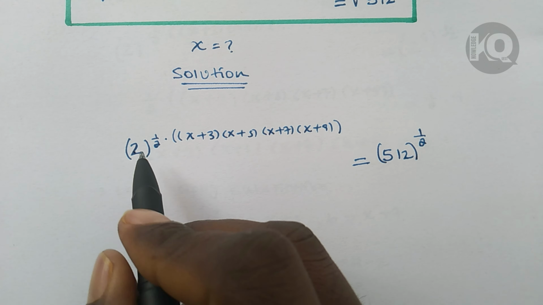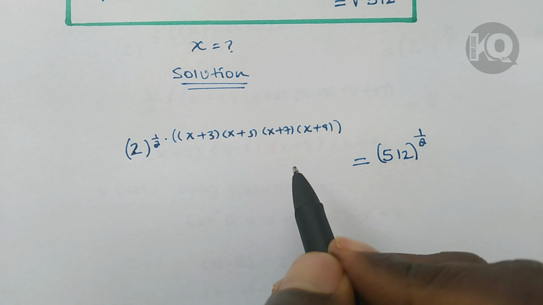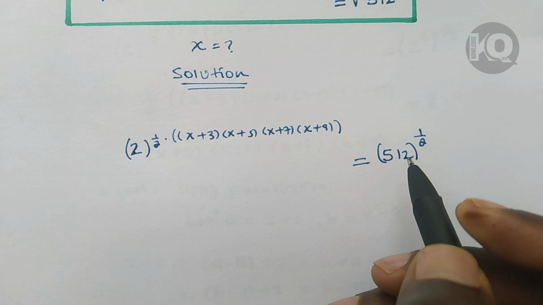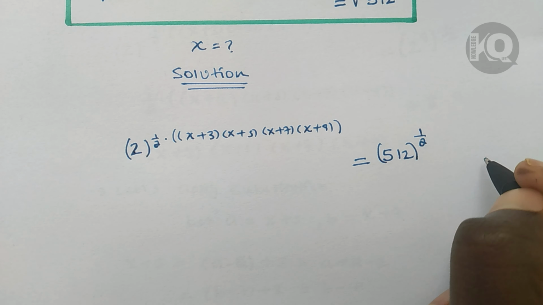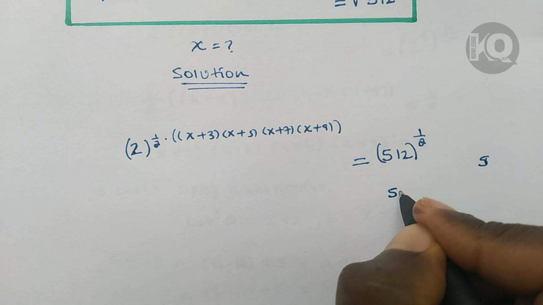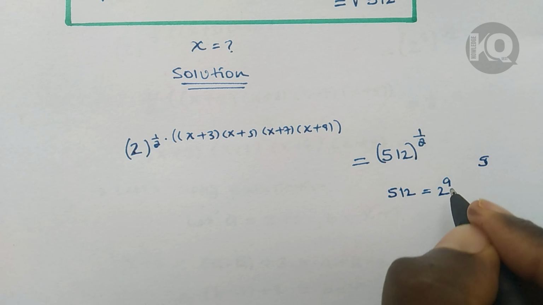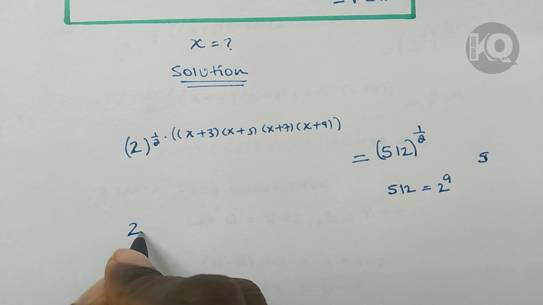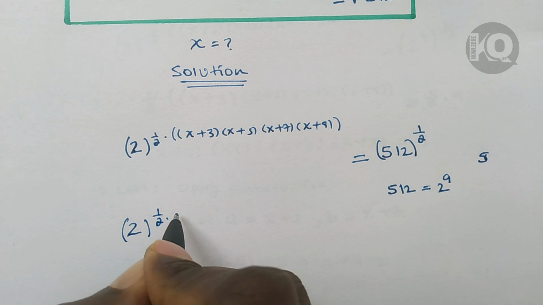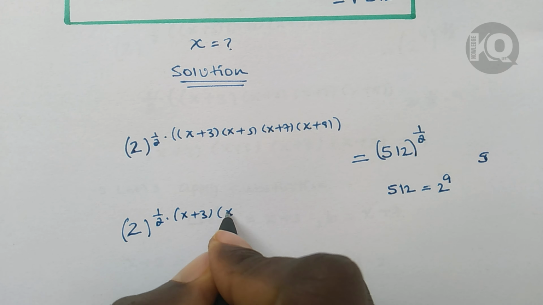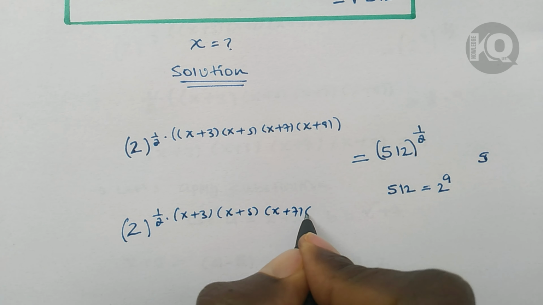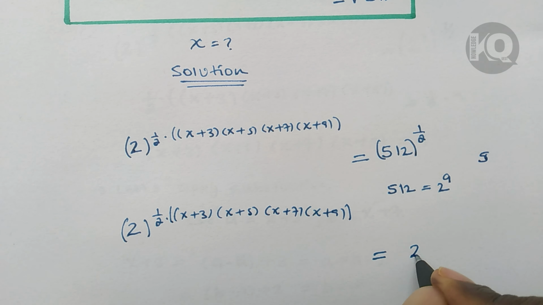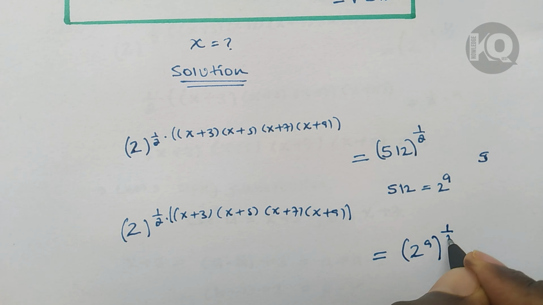Then to make both sides of the equation have the same base, we have to expand this number. So when we expand this number, we get 512 is equal to 2 to the power of 9. So substitute this number into this. So the equation will be 2 to the power of 1 over 2 times x plus 3, x plus 5 times x plus 7 times x plus 9 equal to 2 to the power of 9, to the power of 1 over 2.